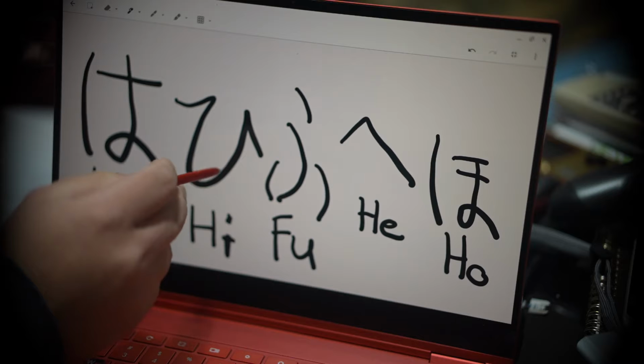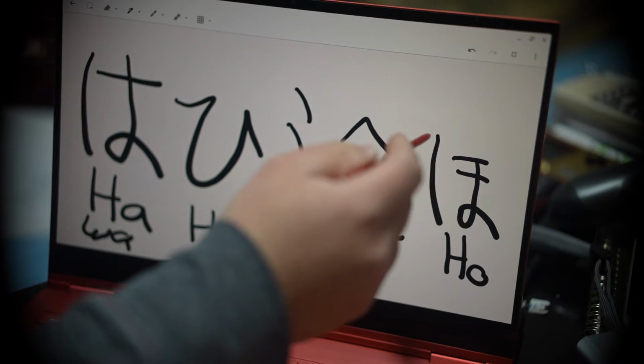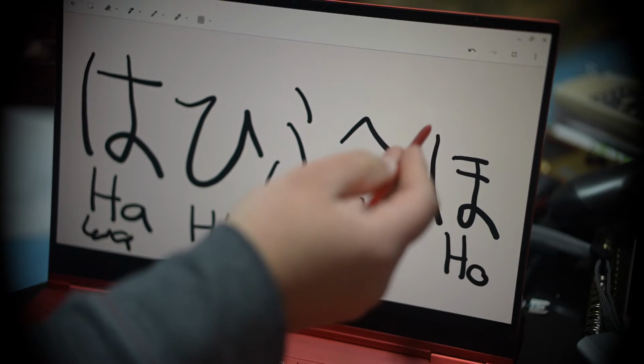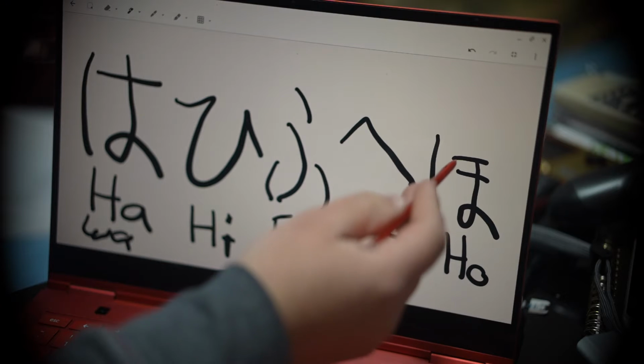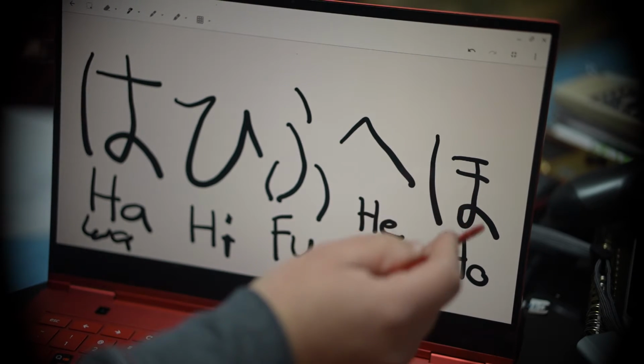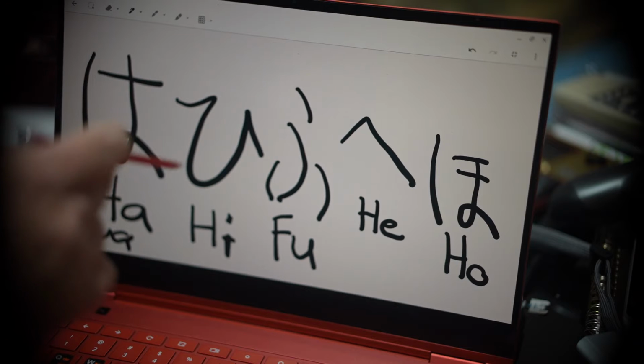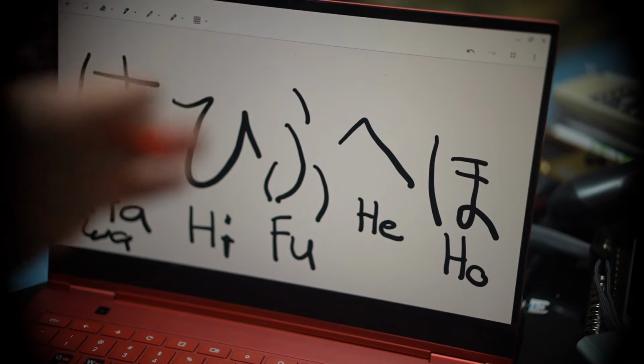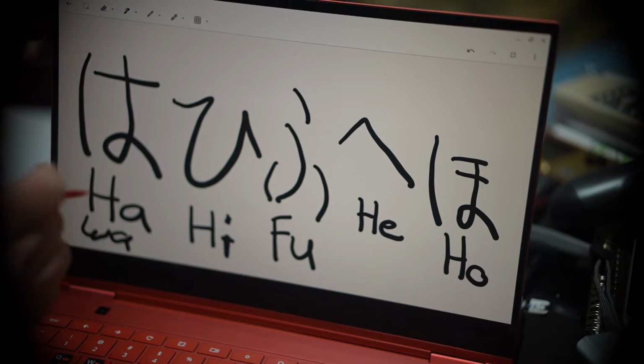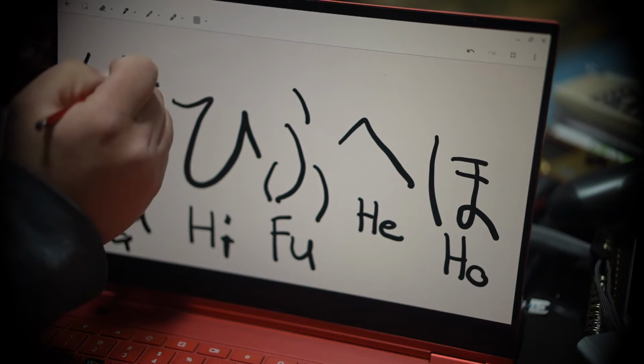So ha, he, hu, he, ho. And just like ha, we start top to bottom, and 1, 2, come down and around. So ha and ho are very similar. Now, H's are a little different than the rest of the hiragana alphabet. So I'm going to show you.